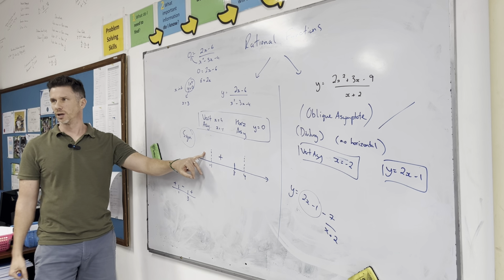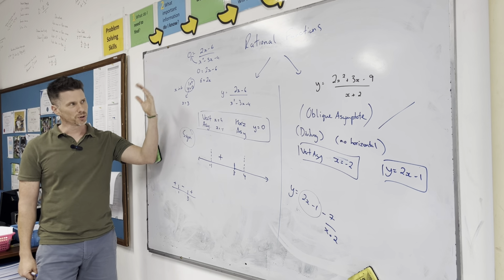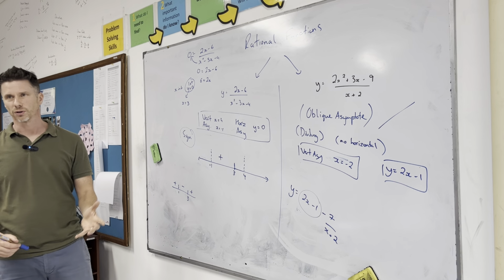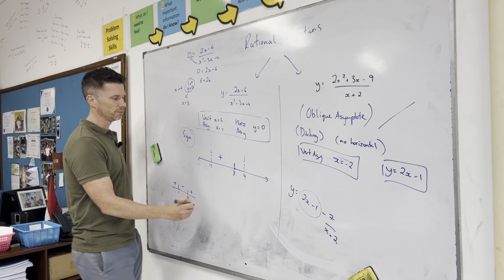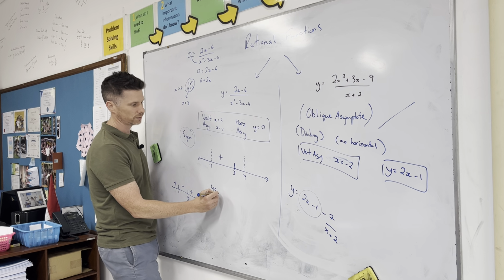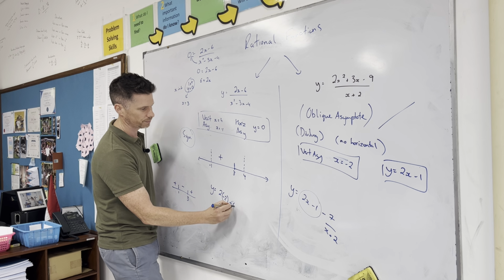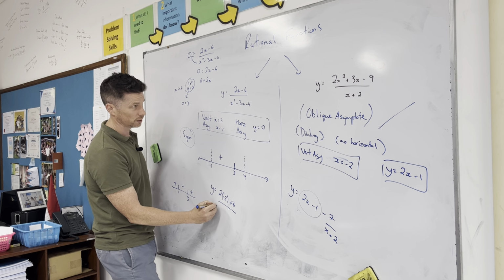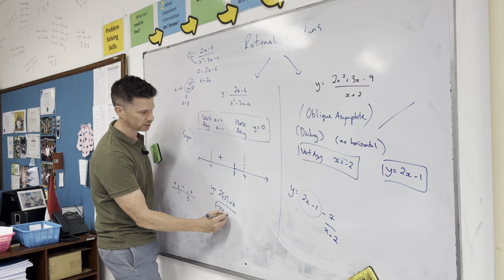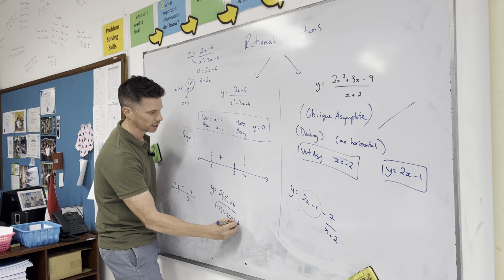How can we test it if we're not sure? Just put in an x value. Negative 2, if you're unsure, just put in an x value. Do it really quick. We know negative 2 sits there. Negative 2, that's minus 6. Negative 2 here, squared, minus 3 times negative 2, minus 4.